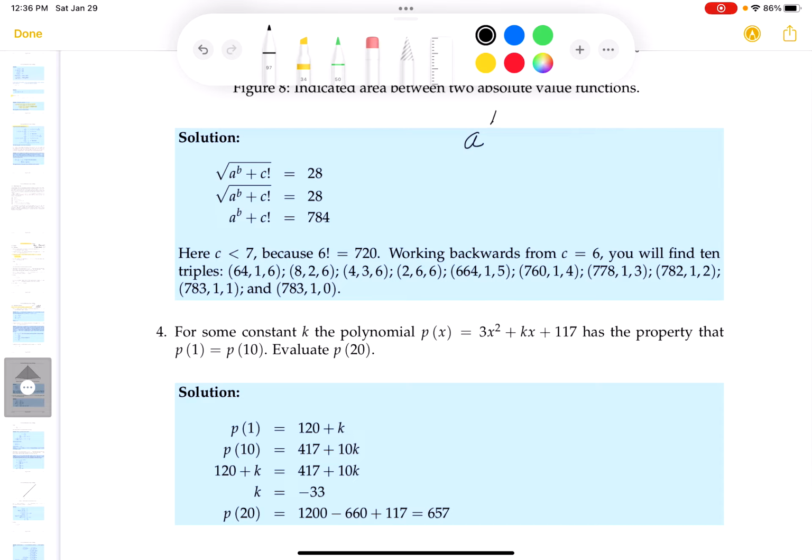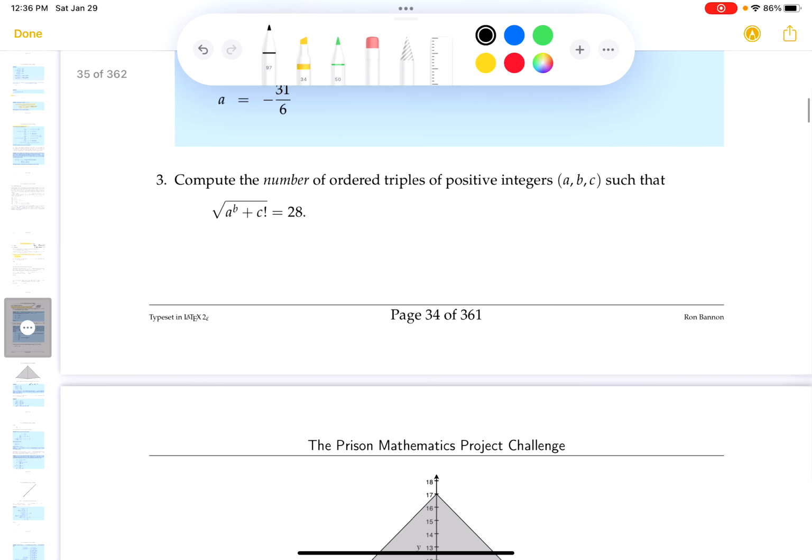is equal to, oh, by the way, maybe I should read the question again. It says compute the number of ordered triplets of positive integers. I forgot to mention that. That makes it easier for me. What are positive integers? They're numbers like 1, 2, 3, and so on.